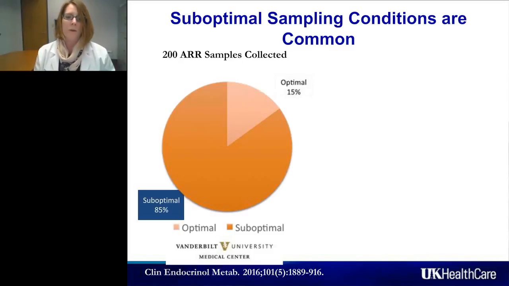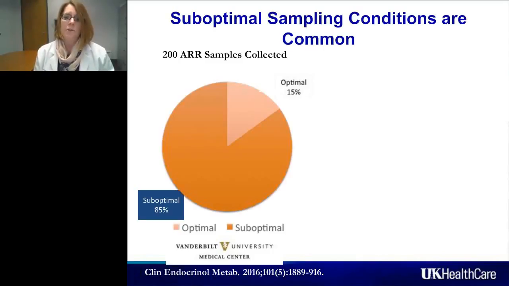What we found was that out of our 200 patient samples that we reviewed, 170 of those were collected in suboptimal conditions. Now, some of these were related to samples being collected while the patient was on medications, and in some cases it's impossible to take the patients off of these medications due to health concerns or significant side effects.